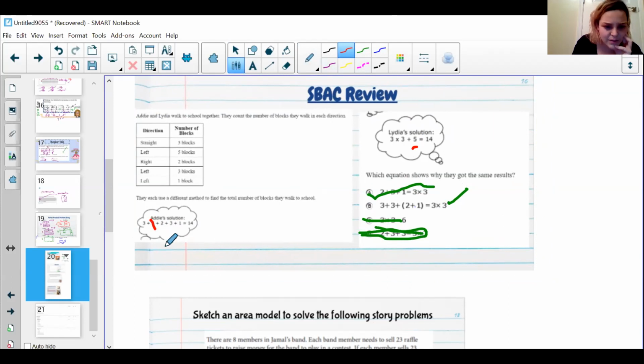And it seems like what she did is that she saw that there's one 3, a second 3, and then there's not another 3, but there's a 2 and a 1. So she added those together. And so instead of having all of these numbers to add up, 3 plus 5 plus 2 plus 3 plus 1, she noticed that she had 3 equal groups of 3. And then she multiplied 3 times 3 plus 5. Which is the reason why Lydia and Addy got the same answer.